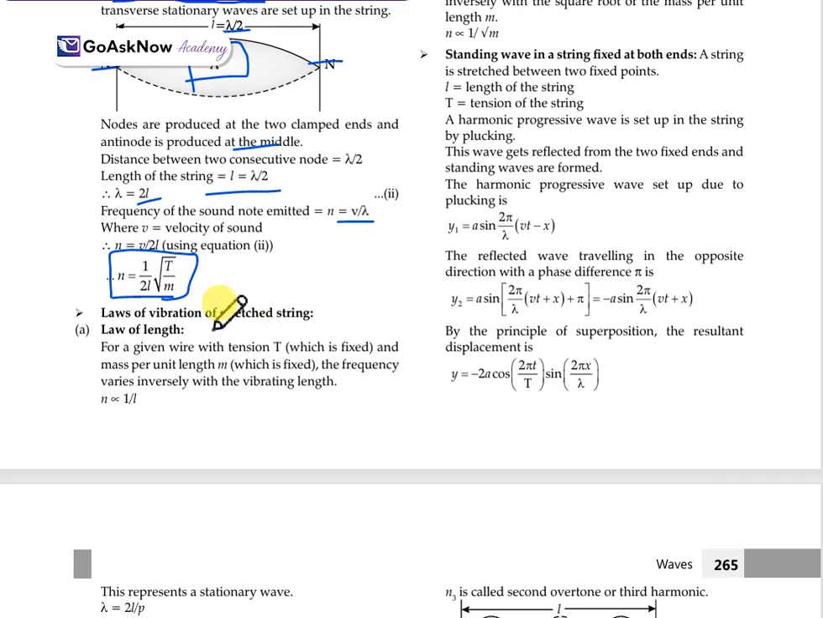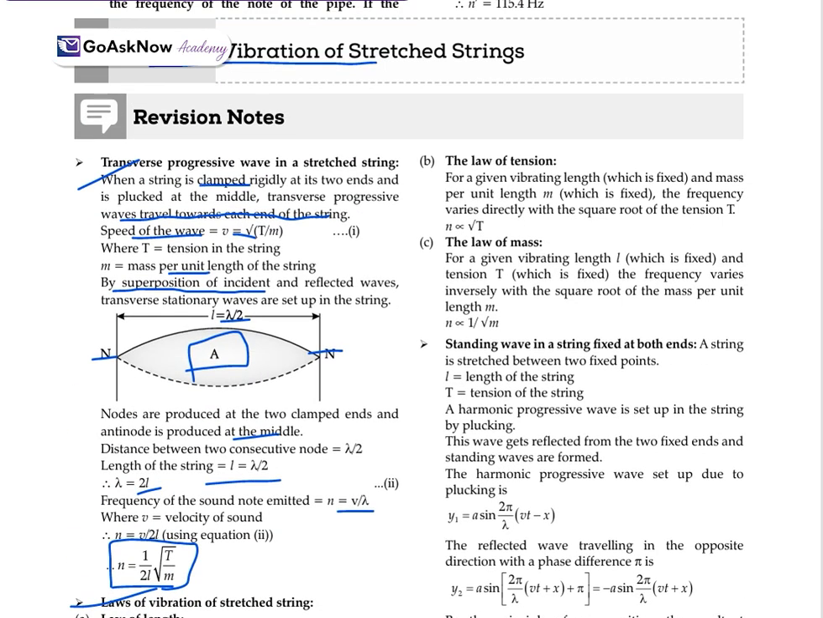Now the laws of vibrating string. Firstly, the law of length. For a given wire, tension T is fixed and the mass per unit length m is fixed, and the frequency varies inversely with the vibrating length. So n is proportional to 1 upon L.